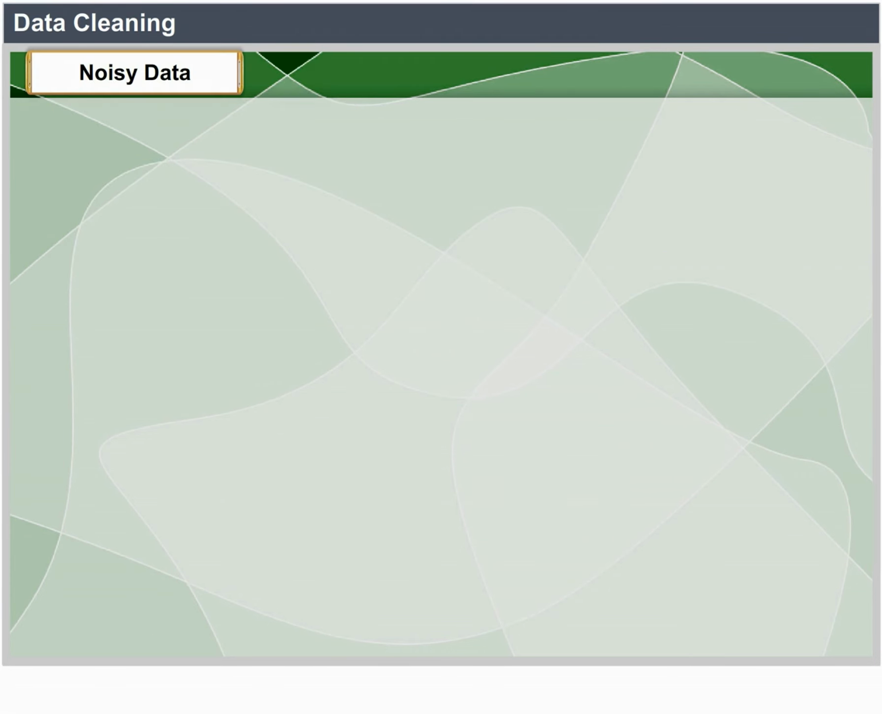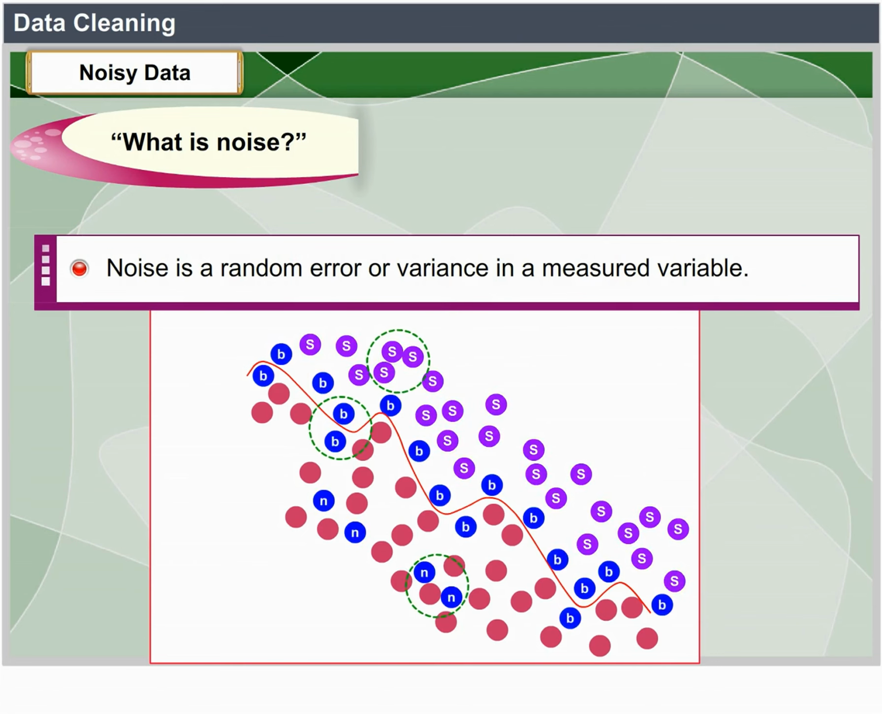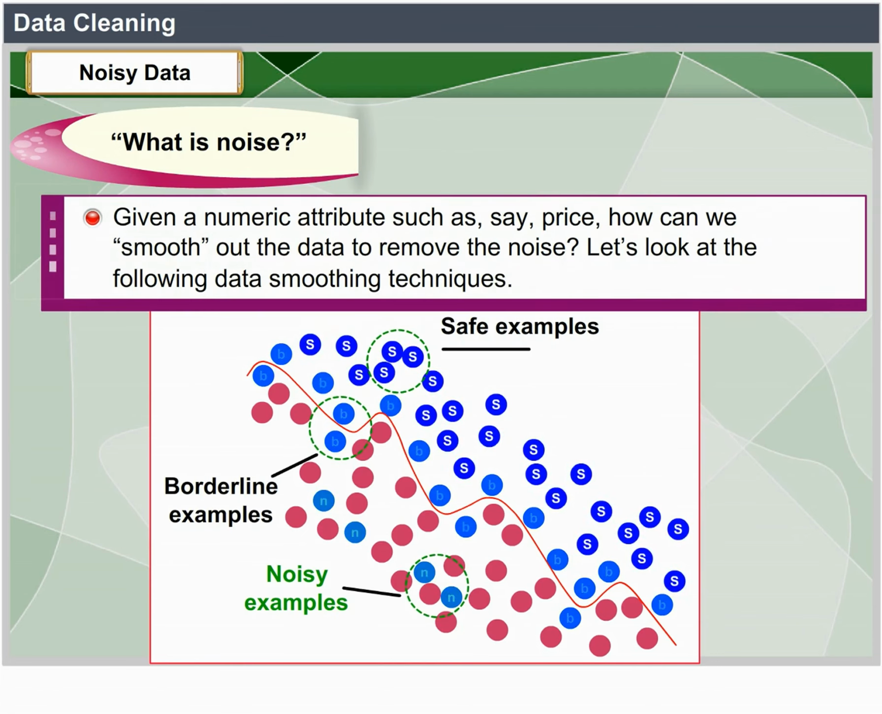Noisy data. What is noise? Noise is a random error or variance in a measured variable. Given a numeric attribute such as, say, price, how can we smooth out the data to remove the noise? Let's look at the following data smoothing techniques.